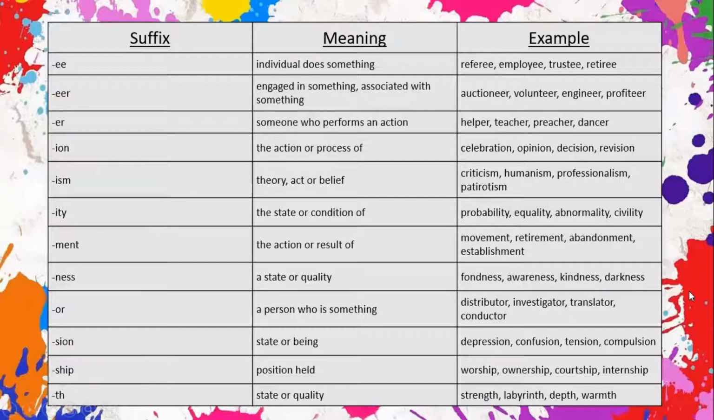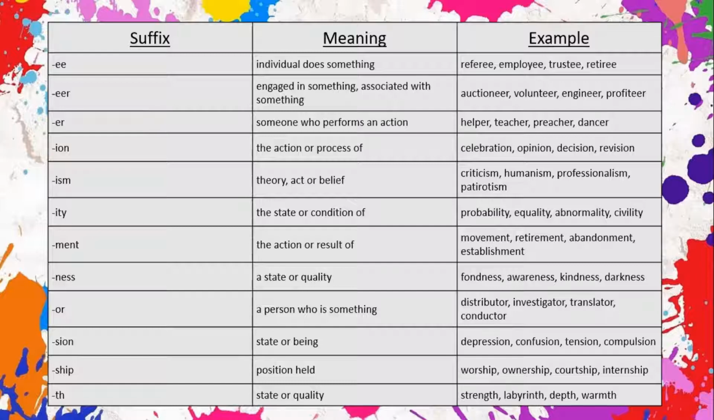So here is a list of suffixes. EE, EER, ION, ISM, ITY, MENT, NESS, OR, SION, SHIP, and TH. I also have the meaning of those suffixes as well as some examples.